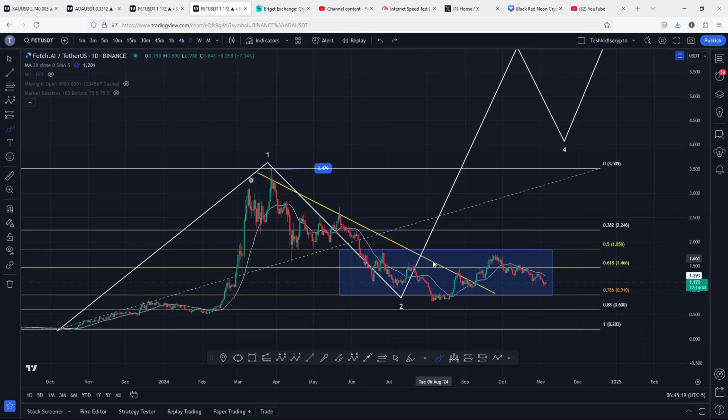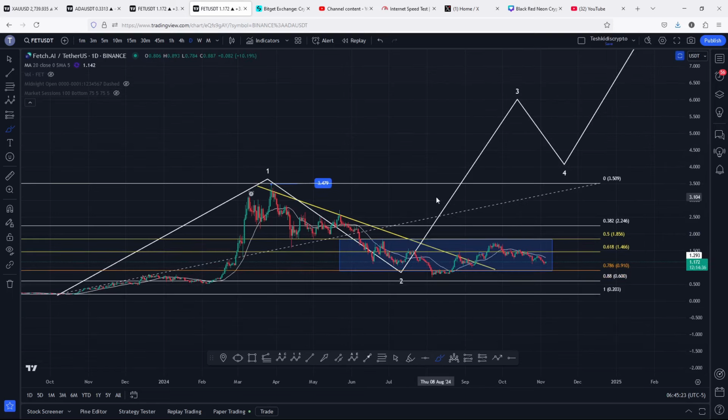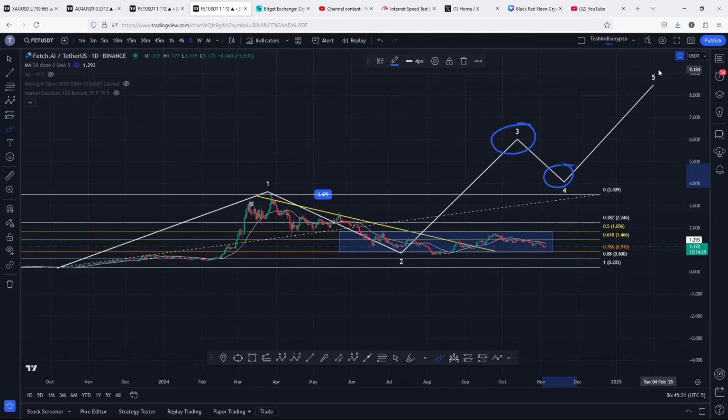And that now increases the likelihood that we have the lows in place for the second wave, and in the next coming months we will see the start of an impulsive Elliott wave count 3, then get a wave 4, and then a wave 5 taking us to new all-time highs and possibly giving us more than a 10x.